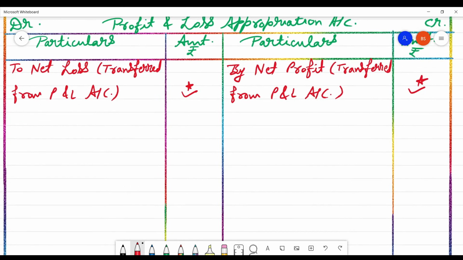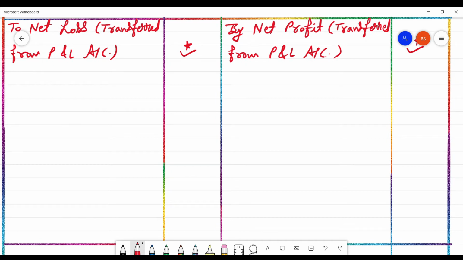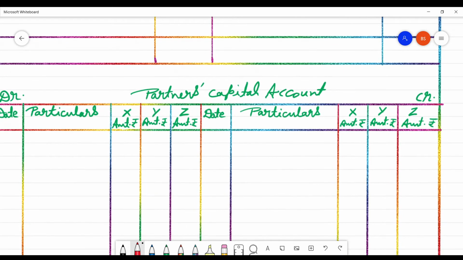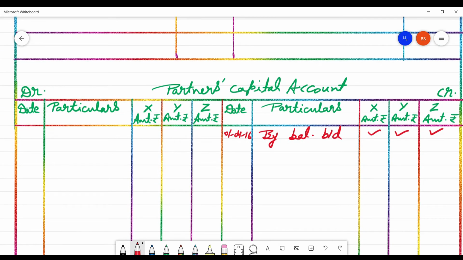After that, we will find out the capital balance, and there is a credit balance of capital. So we will write it on the credit side of the partners' capital accounts, whatever date is given, for example 1/4/16, "By balance brought down". After that, we will find out drawings, and it will be recorded on the debit side of the partners' capital account. Whatever date is written, we will write here "To drawings account".